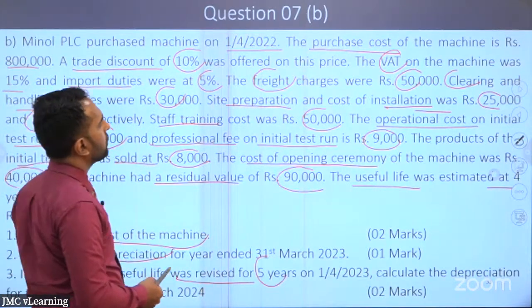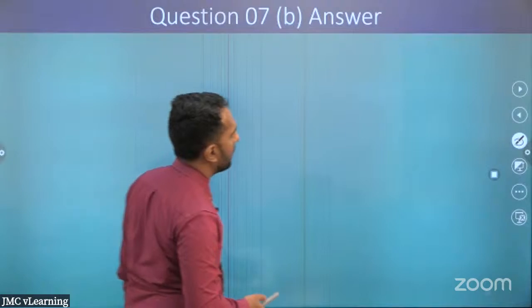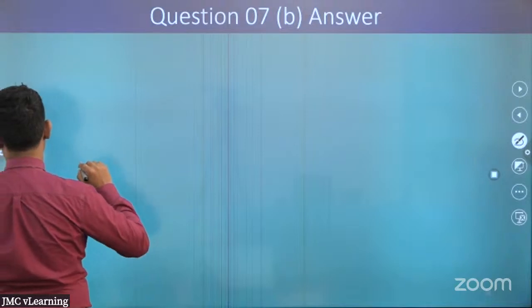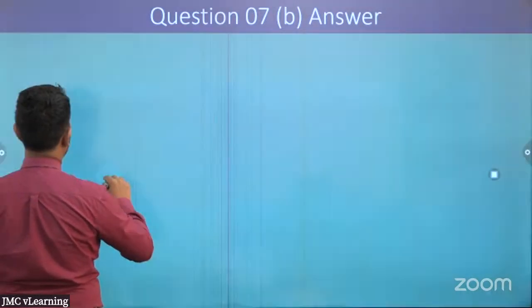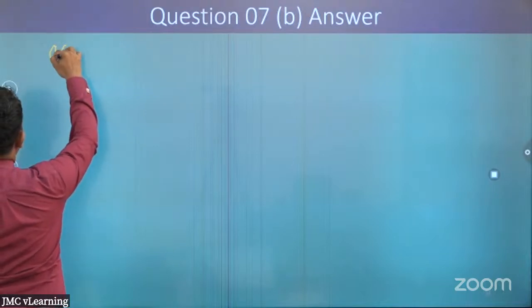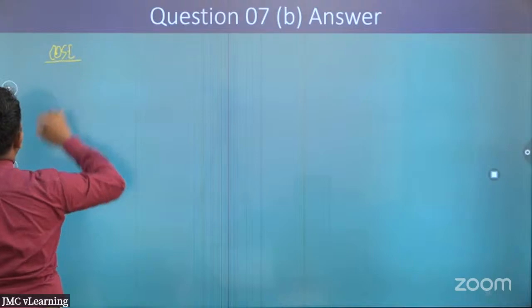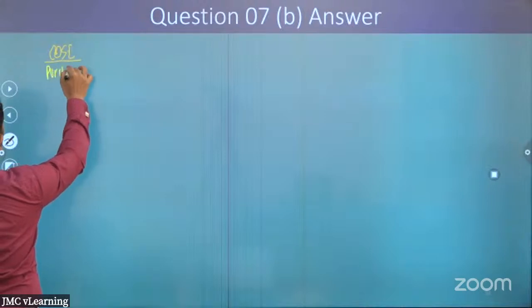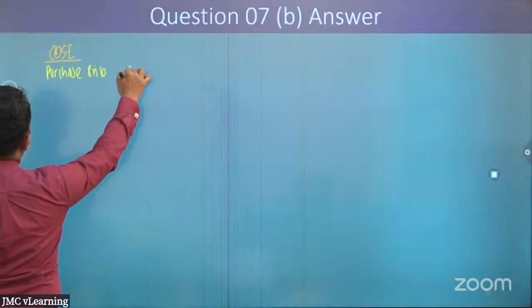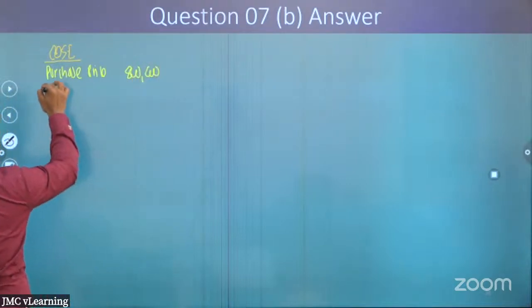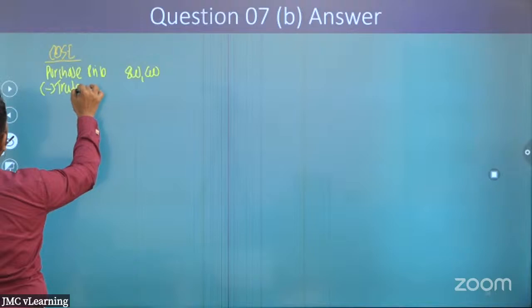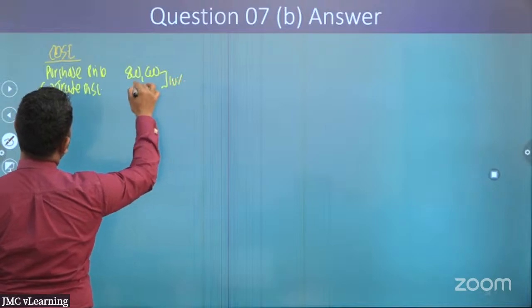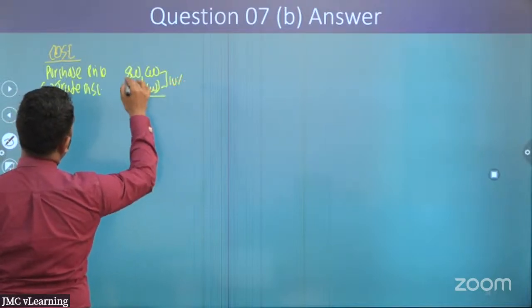You are supposed to calculate the cost of the machine. We'll start calculating the cost of the machine. There are a number of items, starting with the purchase price. Take the purchase price, which is 800,000. You know that from that we have to deduct the trade discounts, rebates. On this 10%, 80,000.